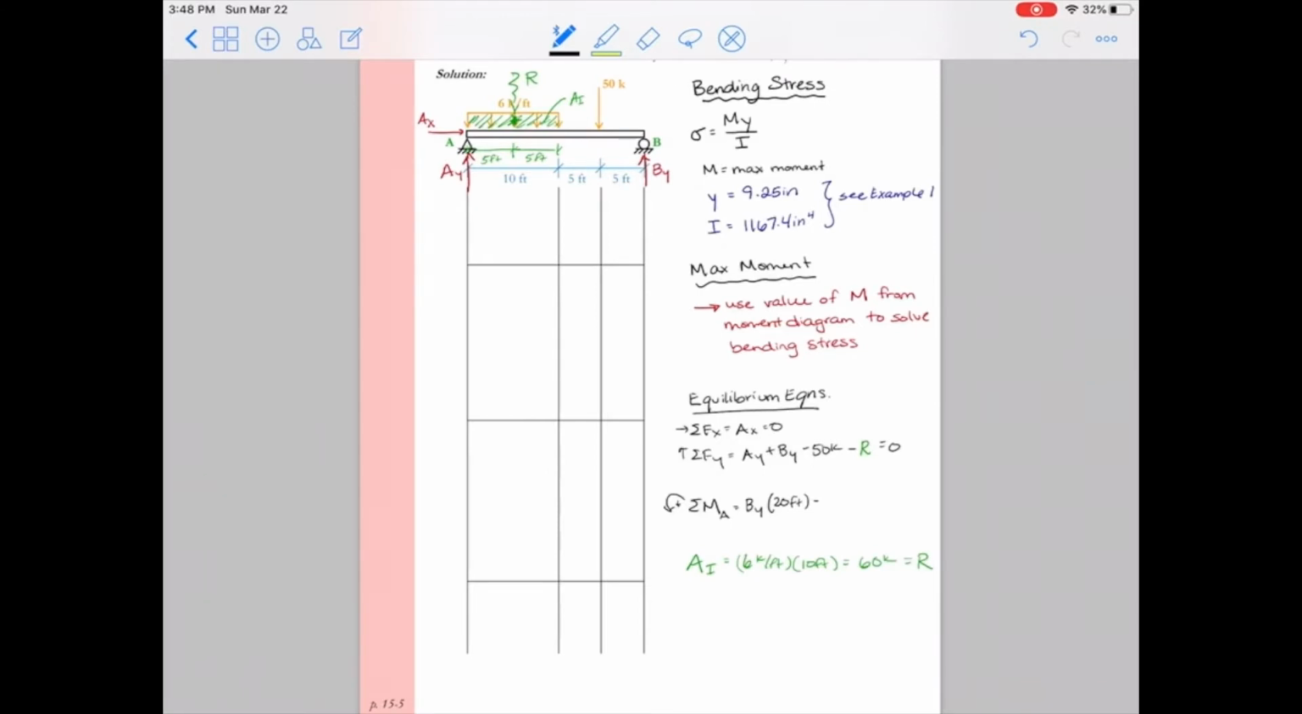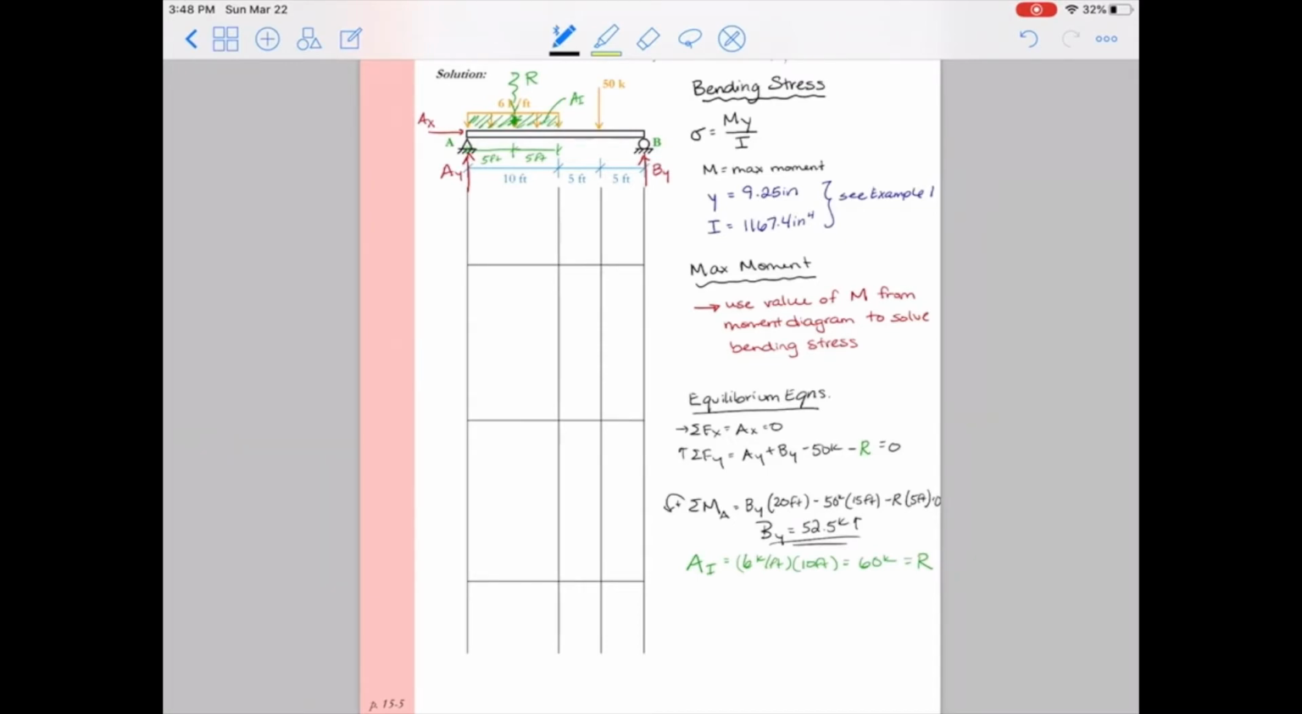Then I have the 50 kips times a distance of 15 feet, and that's going to be negative because it causes clockwise rotation relative to point A. And then I have minus By times 5 feet equals 0. Alright, so from this I can now solve for By. I do the math. By is 52.5 kips, and that'll be acting up.